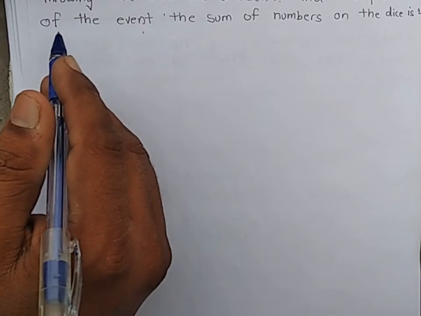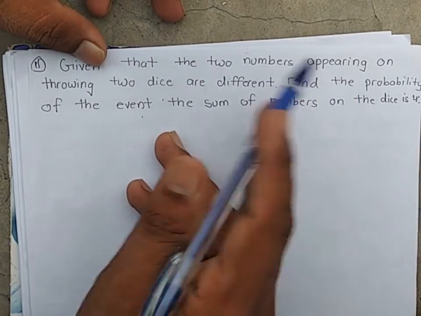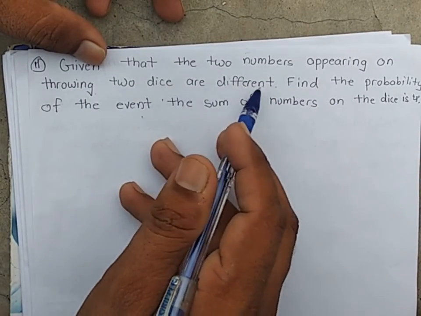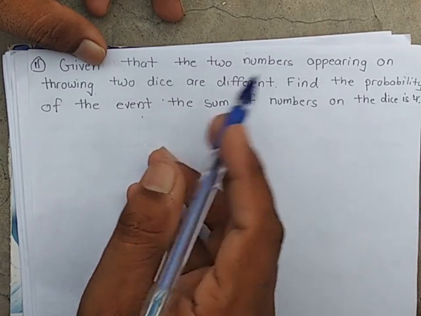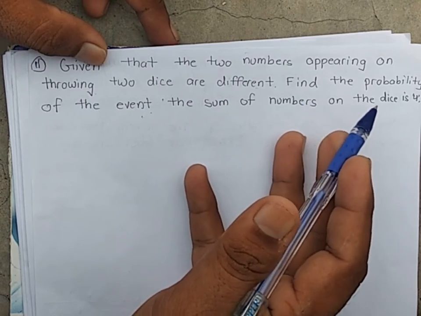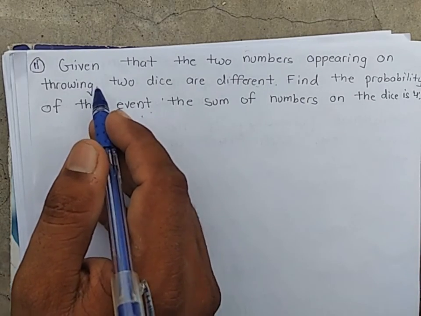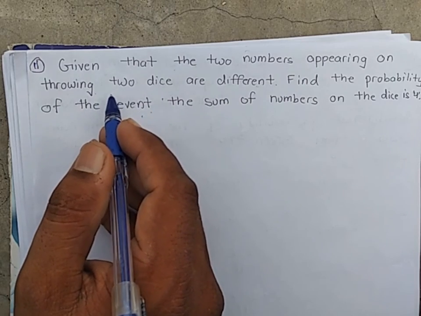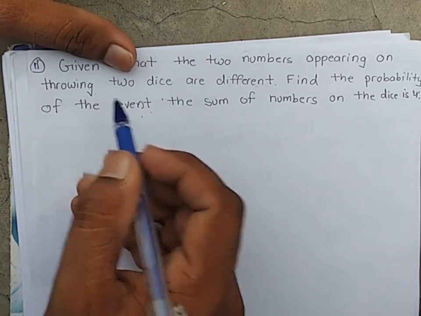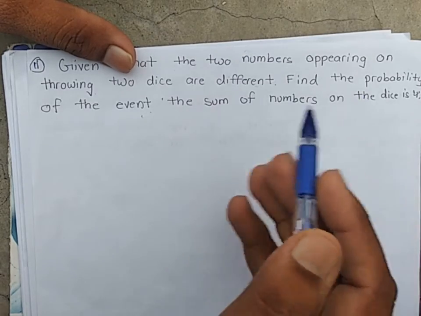It is question number 11 of exercise 26A. Given that the two numbers appearing on throwing two dice are different, find the probability of the event that the sum of numbers on the dice is 4. Firstly, we let the event which is given is B and the event whose probability we have to find is A.